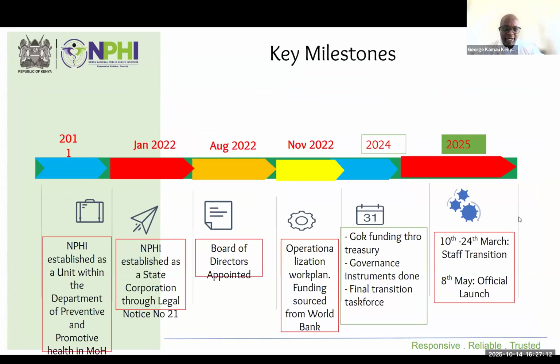So these are the milestones that we've had from all the way back from 2011 up to 2025, where we had establishment of NPHI as a department in the Ministry of Health. And probably key of note is from 2024, we were able to have government funding to NPHI to support. And on 8th May, we had an official launch where staff were officially transitioned to KNPHI. Next slide.